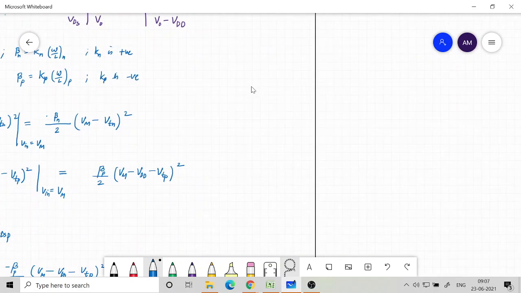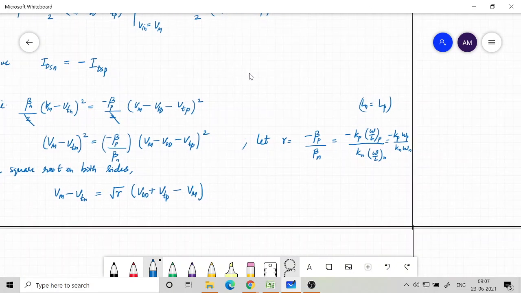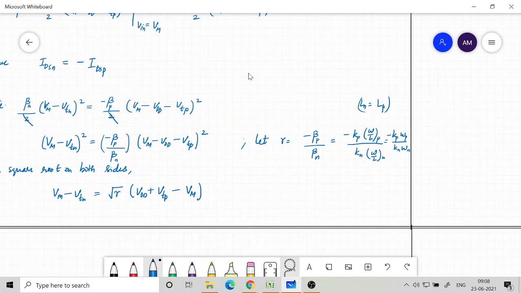Otherwise, maybe an even better way of doing it is to define the square root as R. So let's do that. If I take the square root of this, I'll do it like this. That will make the expression a little more neat. I can always define this R whatever way I want. So here it is, R.